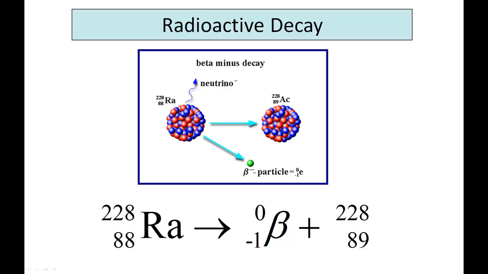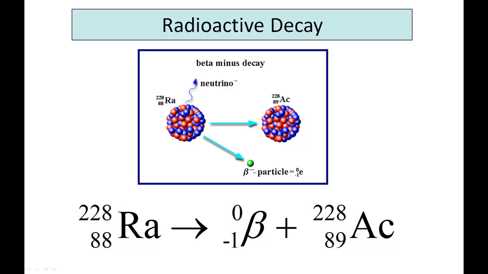Remember, a proton remained in the nucleus after the neutron changed. But since it now has an atomic number of 89, it can no longer be considered radium. It is now actinium.